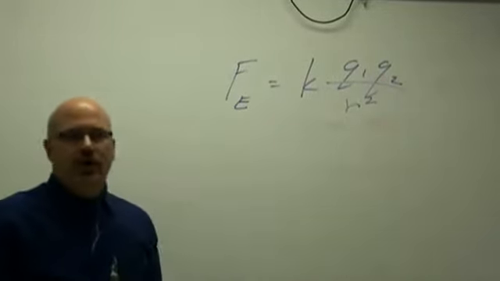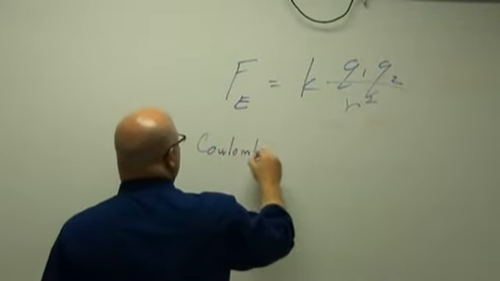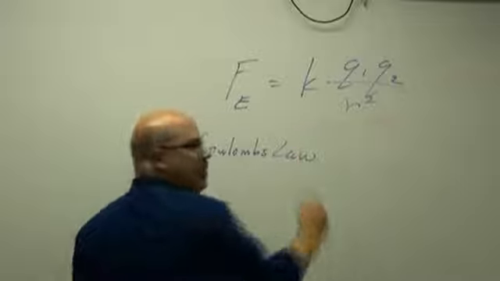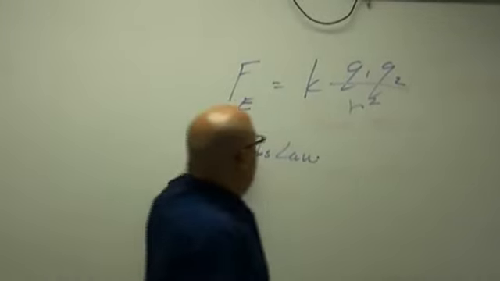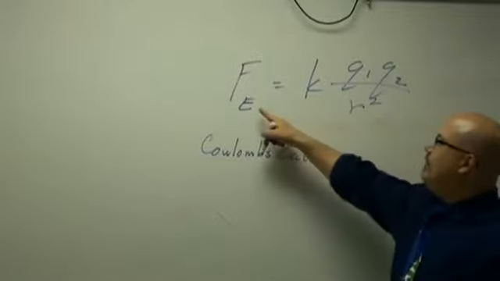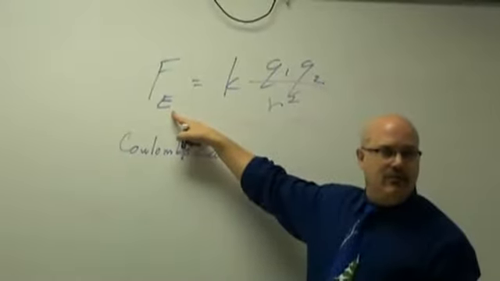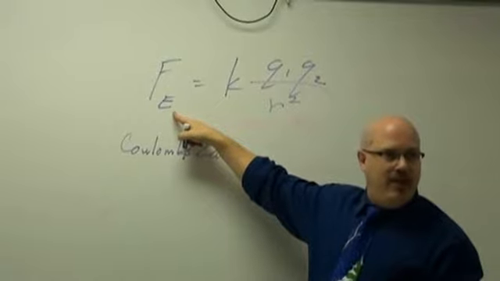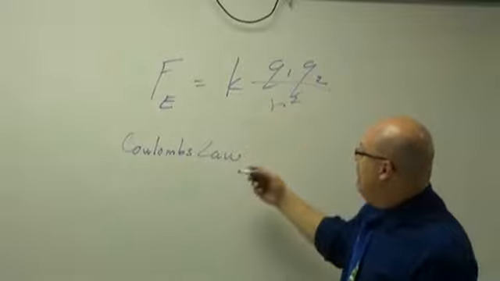All right, here we go. Coulomb's law. Now we've talked about this already in forces. Coulomb's law states that the electric force is always along the radius, either directly toward or directly away between the charges. And K is a constant.